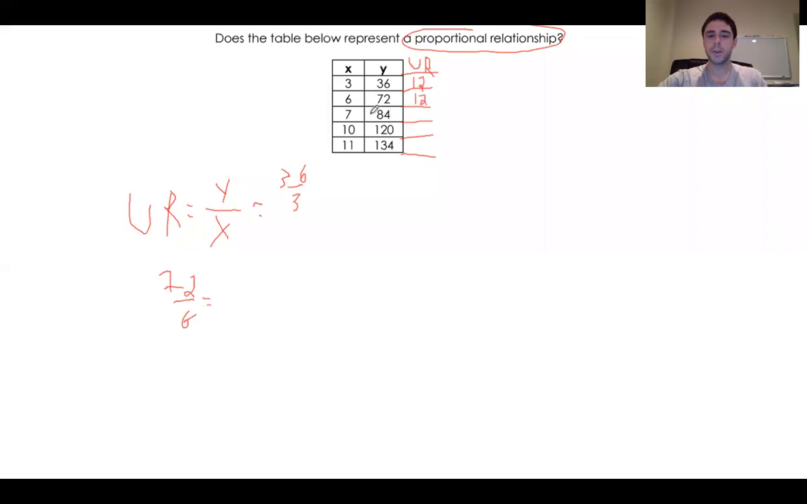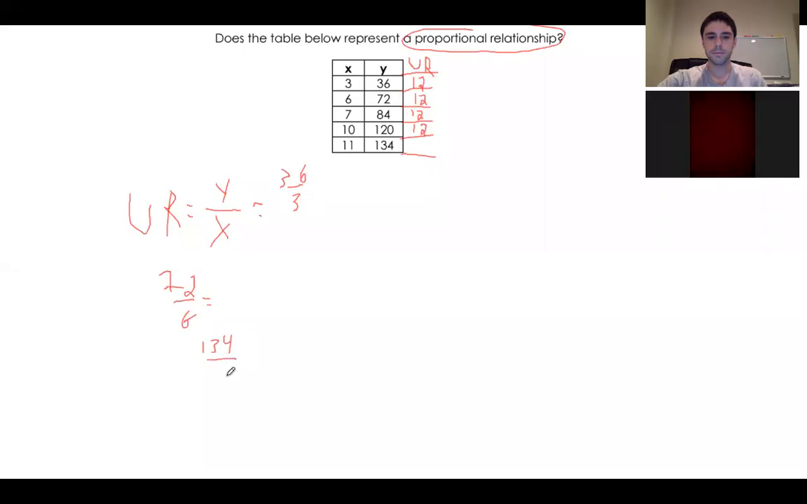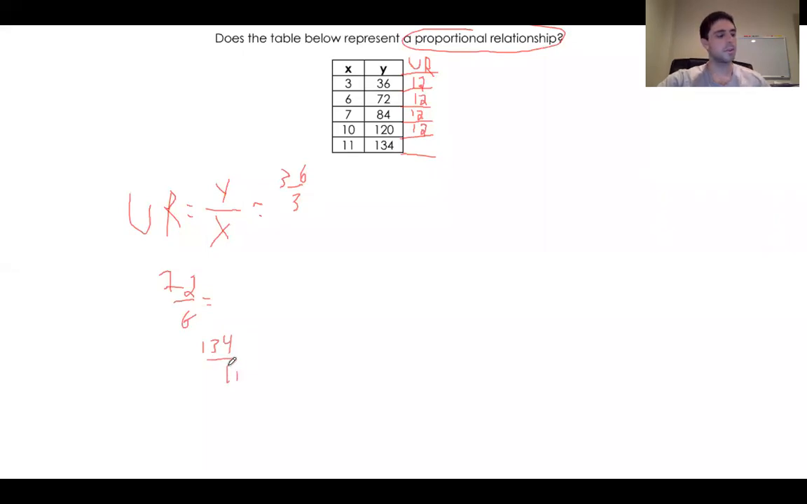What about our third unit rate? Right, 84 divided by 7 is also going to be 12. Look at this one, 120 over 10 is 12. And what about 134 over 11? What's 134 over 11? I've seen a bunch of people say 12.